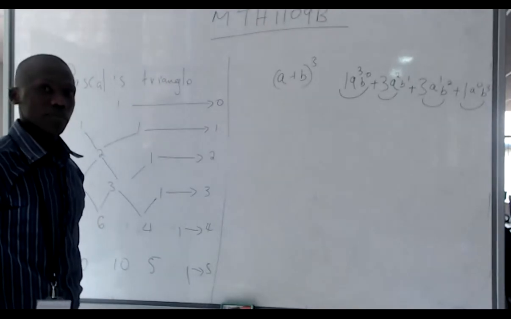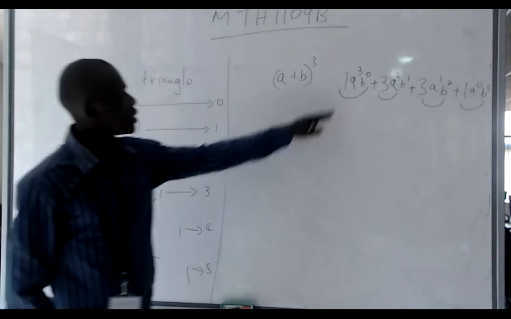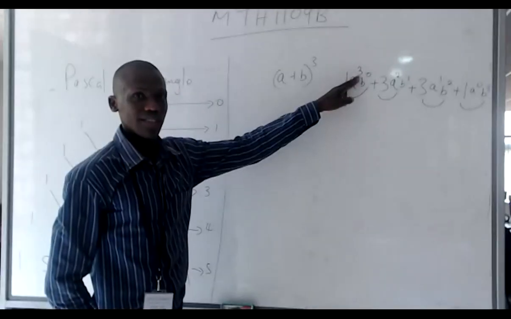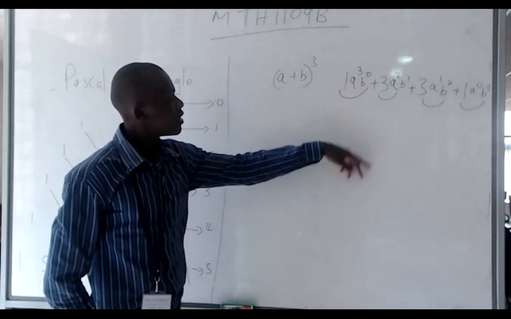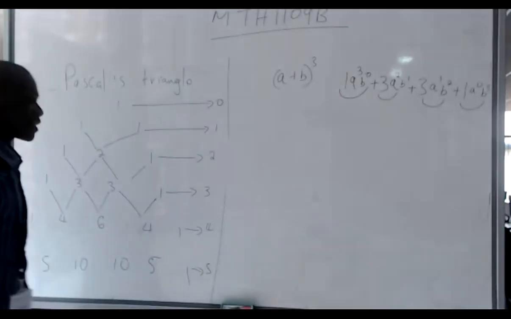Isn't the 3 a power? Why are you writing it as a number? It's a power. Yeah, but where is the 3a squared b coming from? Oh, you missed something.